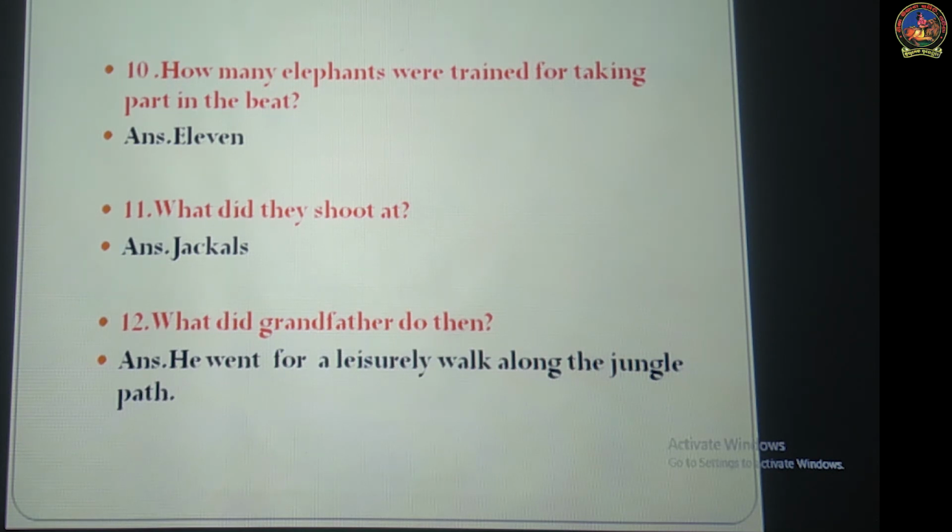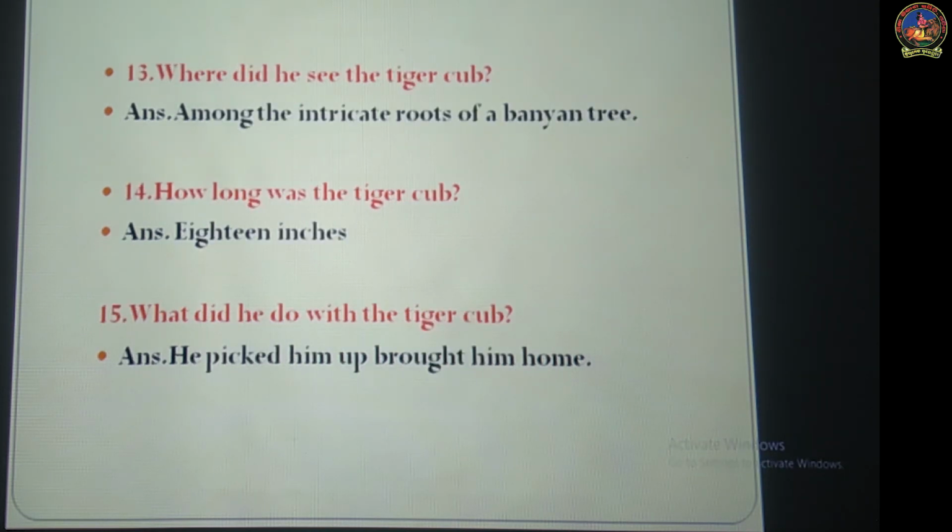What did grandfather do then? When the hunters shot at jackals, what did the grandfather do? Grandfather was there to advise the hunters. When they did not find any tiger in the Tarai jungle, grandfather went for a leisurely walk. Grandfather went for a relaxed walk along the jungle path. Who went for a leisurely walk? Grandfather.